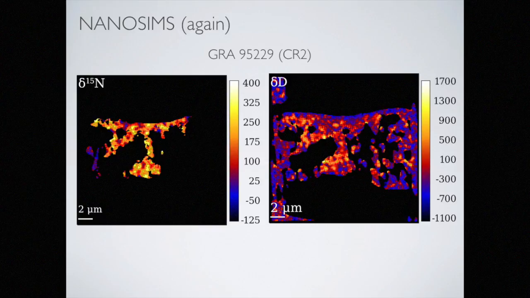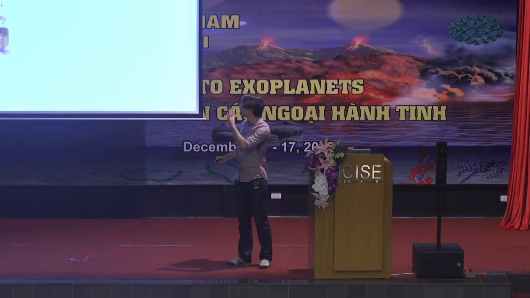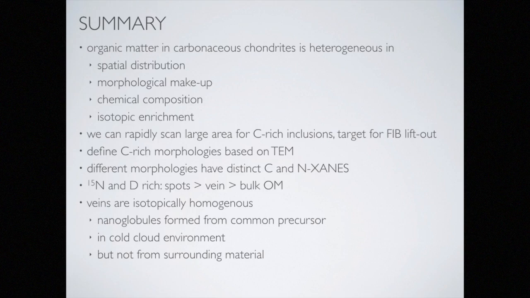So, summing up, I'm a traditionalist. I do have my conclusions at the end of the talk. So, we can detect organic matter in carbonaceous chondrites, and we show that it's heterogeneous in spatial distribution. In morphological makeup, we see different features in the TEM, in chemical composition, and in isotopic enrichment.